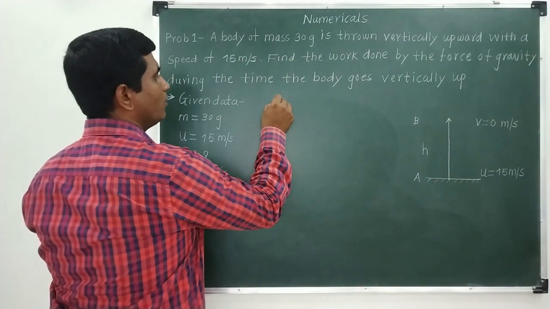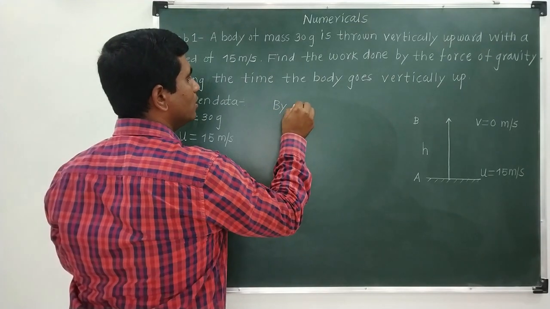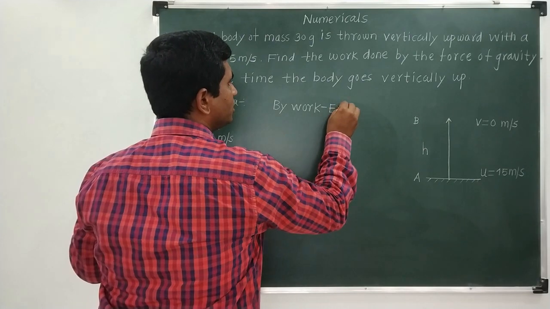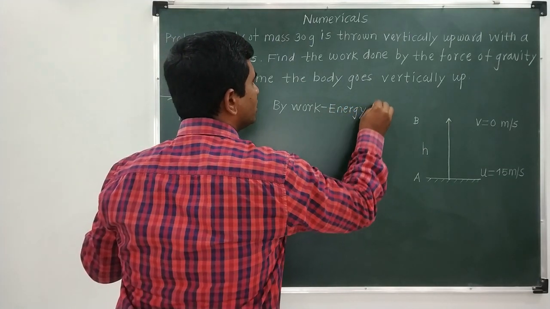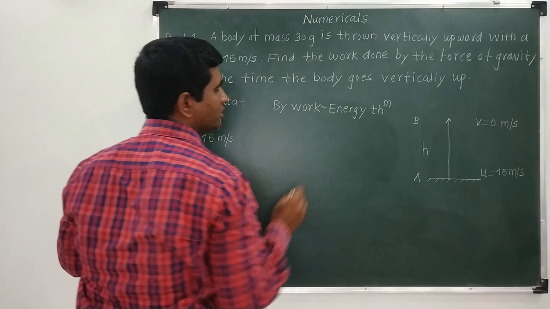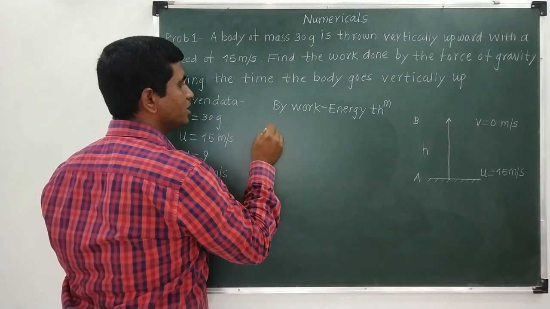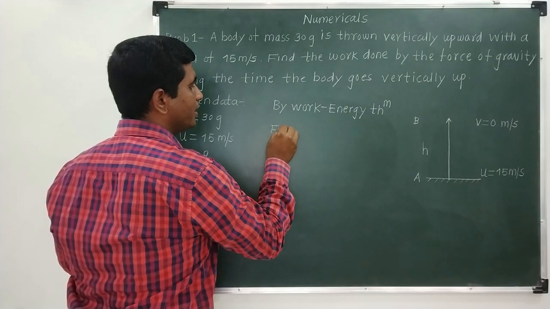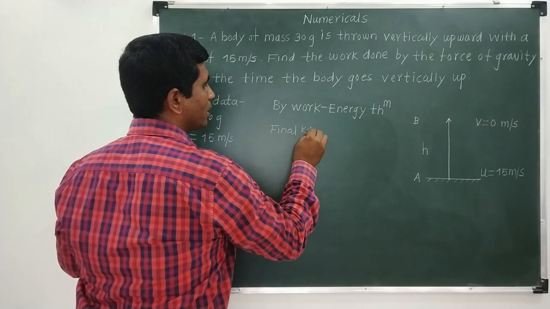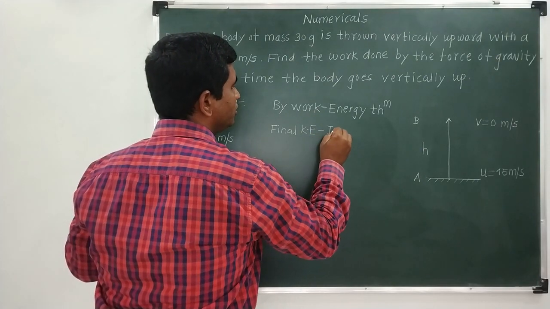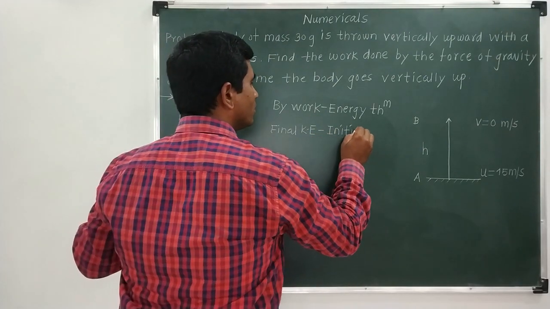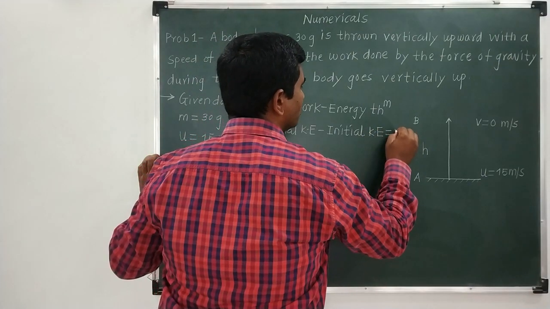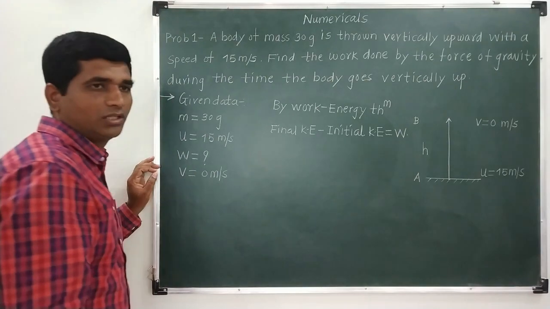So by the work energy theorem, we know the work energy theorem. What is the work energy theorem? The work energy theorem tells us that the change in kinetic energy, that is final kinetic energy minus initial kinetic energy, will give us the work done. This is equal to the work done on the system.